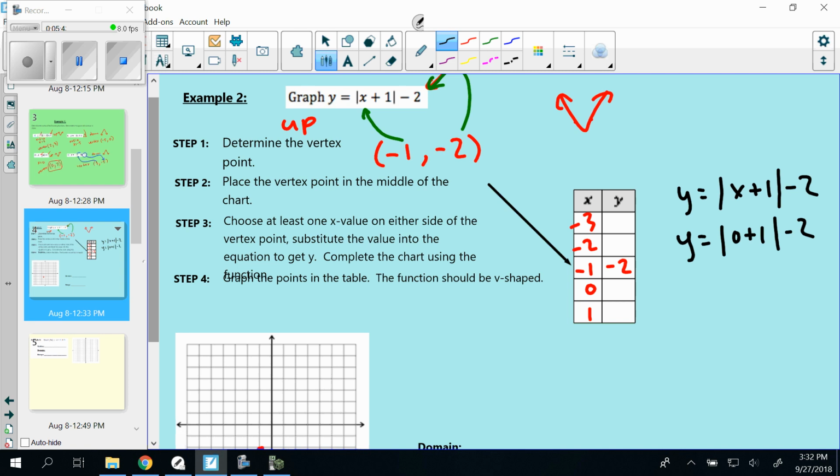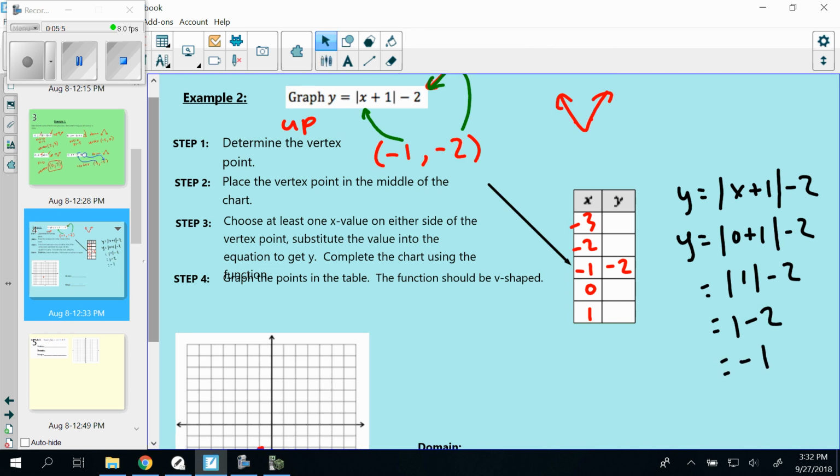Well, 0 plus 1 is 1. Absolute value of 1 is still 1. 1 minus 2 is going to be -1. And so now we know this is going to be -1. Similarly, if we put in -2, it should also give us -1. Just to show you that, we'll solve it out and see what you get.